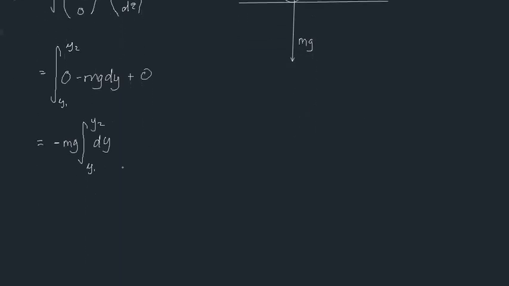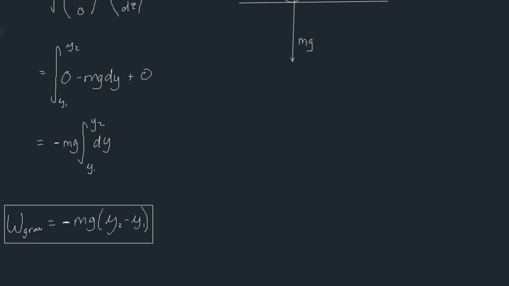Consequently now we can evaluate this very, very easy integral. Work due to gravity in this particular case is equal to minus mg delta y. So it's going to be y2 minus y1 after evaluating the integral. Let's talk about this real quick. Let me just put a box around this to signify its importance. This is the work done by gravity.